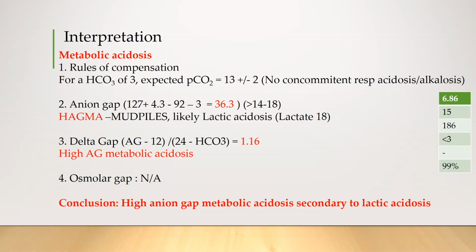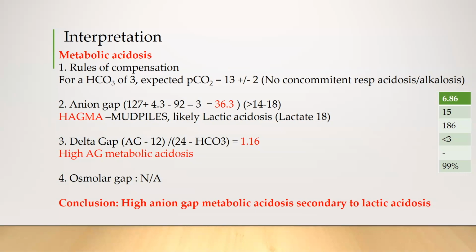And secondly, we will calculate the anion gap. From the readings we got just now, it's actually 36.3. For this one, we'll be taking the UK formula, so the range should be 14 to 18. So it's actually highly elevated. So it's actually a HAGMA. For us, the HAGMA causes will be MUDPILES. And in this case, it would likely be caused by lactic acidosis because the lactate was 18.